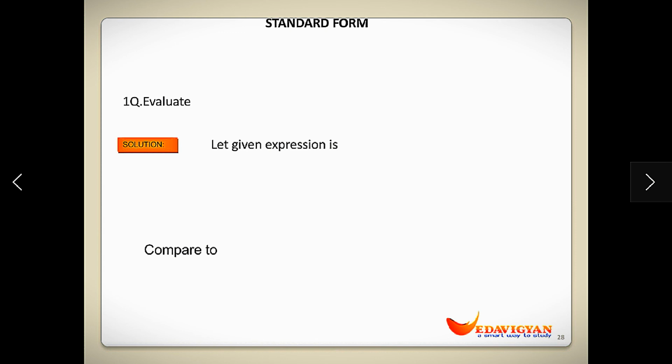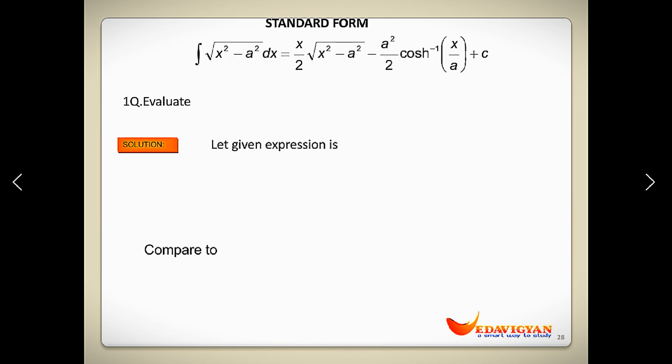Next, go to another standard form here. The integral of square root of x square minus a square dx is equal to x by 2 square root of x square minus a square, minus a square by 2 cosh inverse x by a plus c.